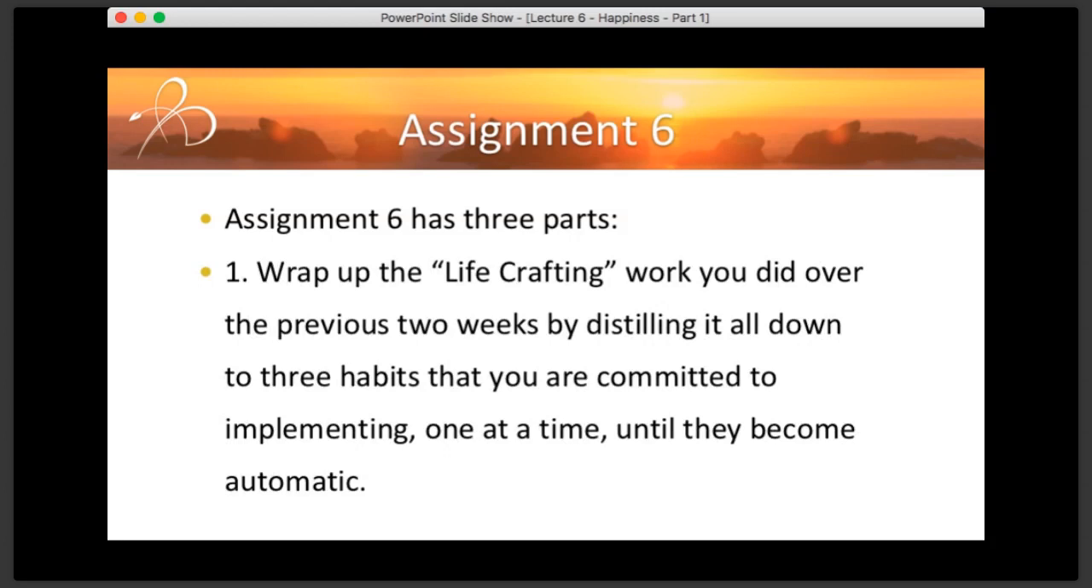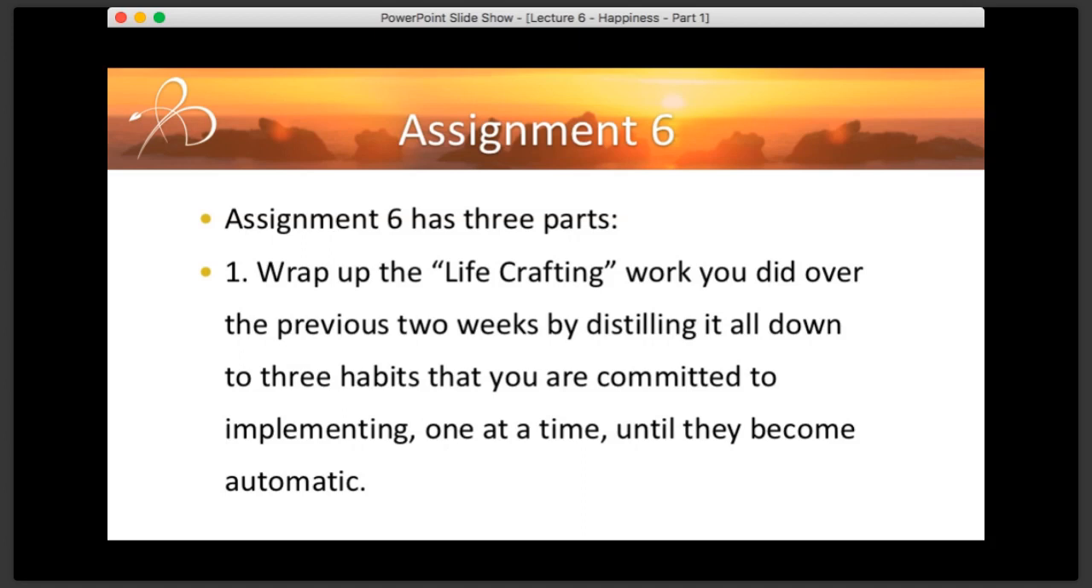And so the first part of this week's assignment is actually to wrap up the life crafting work that you did over the previous two weeks by distilling it all down to three habits that you are committed to implementing one at a time until they become automatic. So what this means is write down three habits, take the first one and start implementing it right now, and just focus on that.